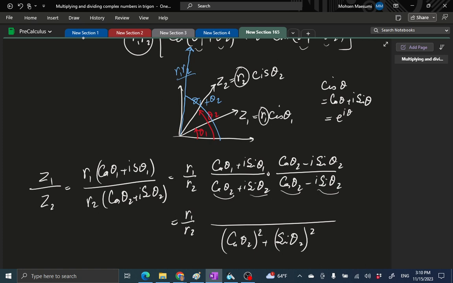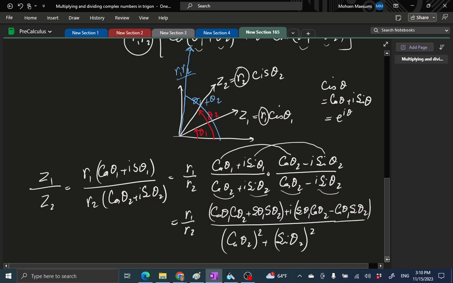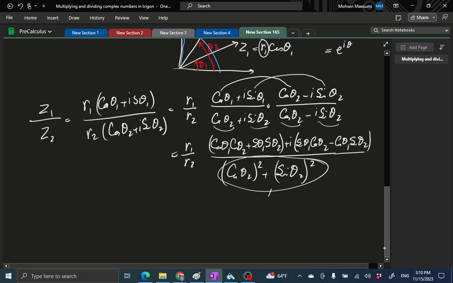Complex times real: let's multiply real times real, and this complex times this complex. So that's going to be cosine of theta 1 cosine of theta 2, plus I times minus I, that's plus 1, so plus sine of theta 1 sine of theta 2. That's the real part. Plus the imaginary part: sine theta 1 cosine of theta 2, and the other one is going to be minus cosine theta 1 sine of theta 2. Well, now this denominator is just 1, leaving R1 over R2.